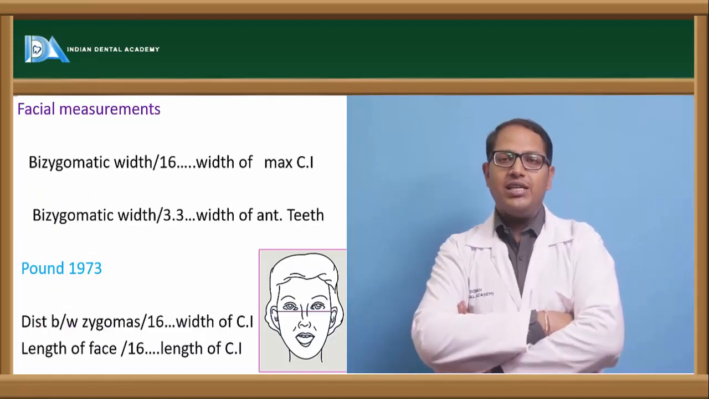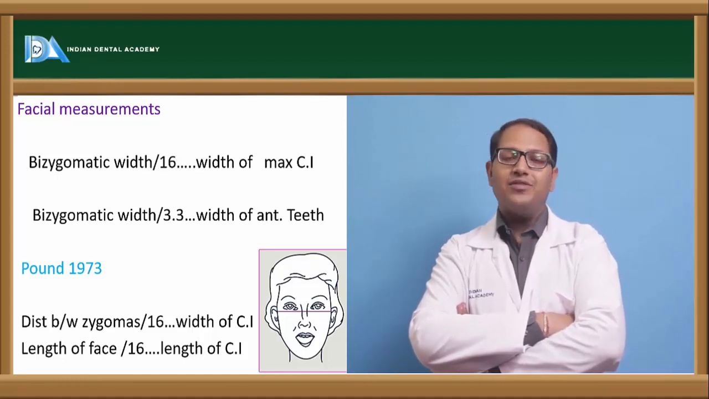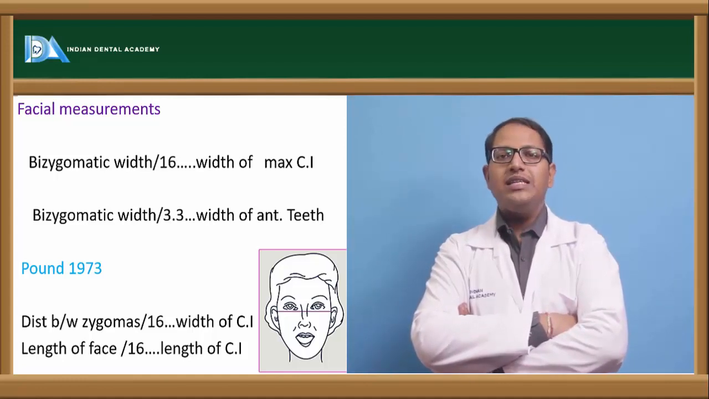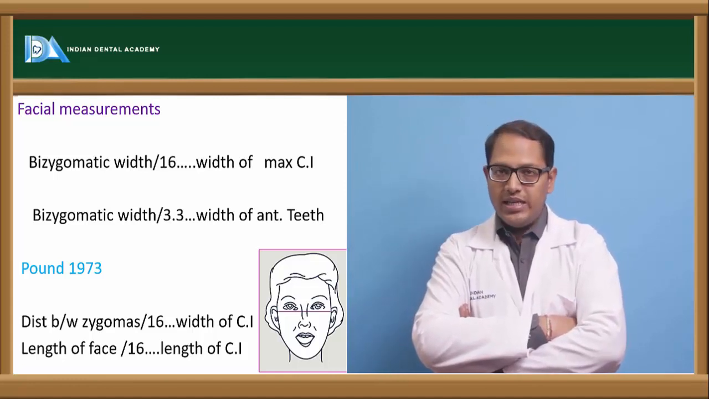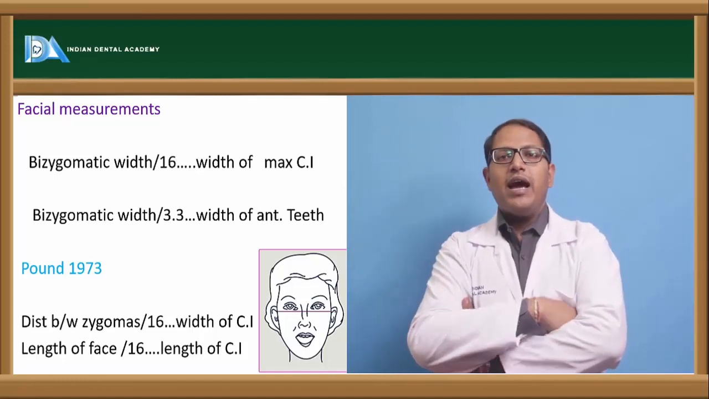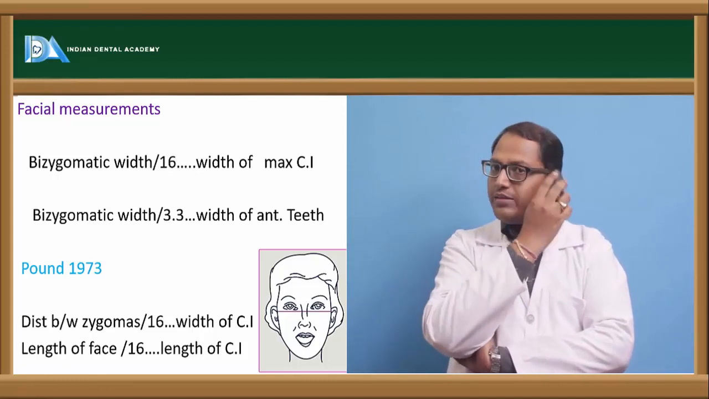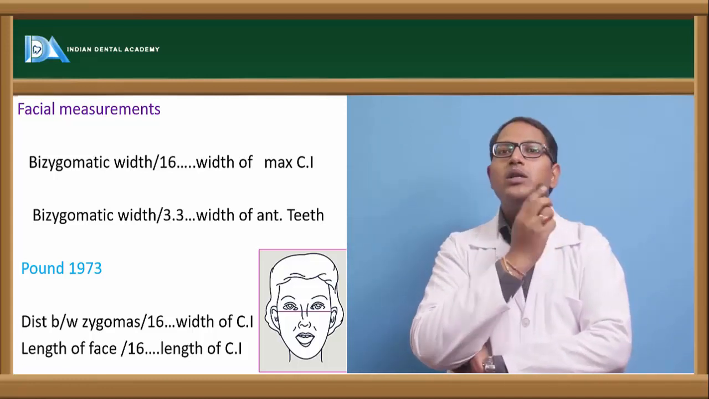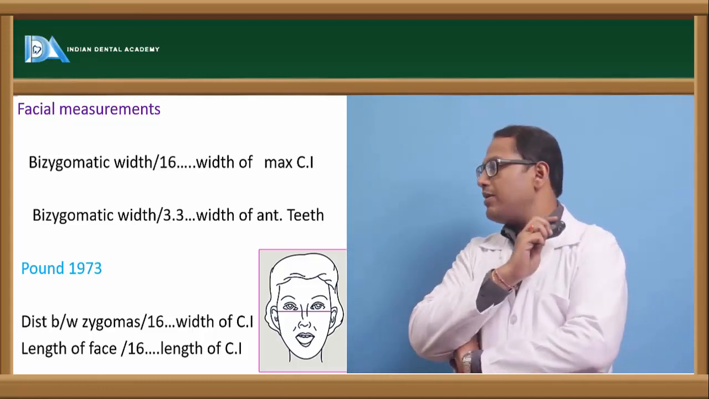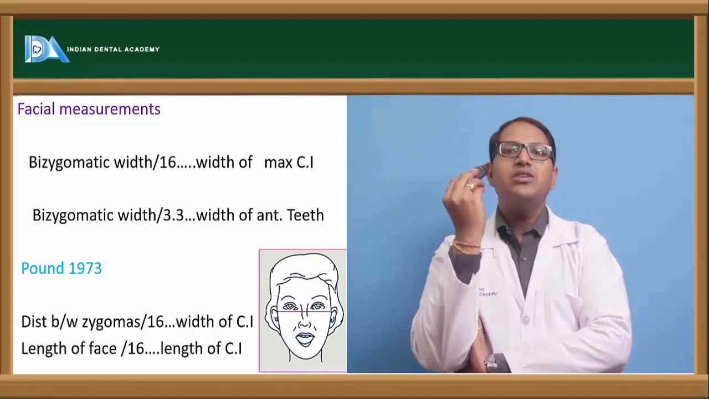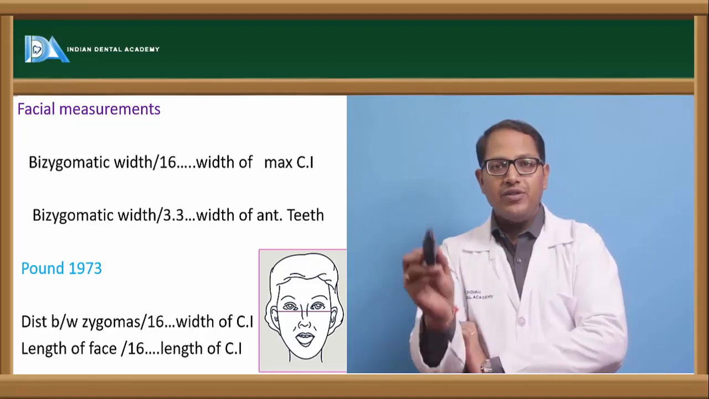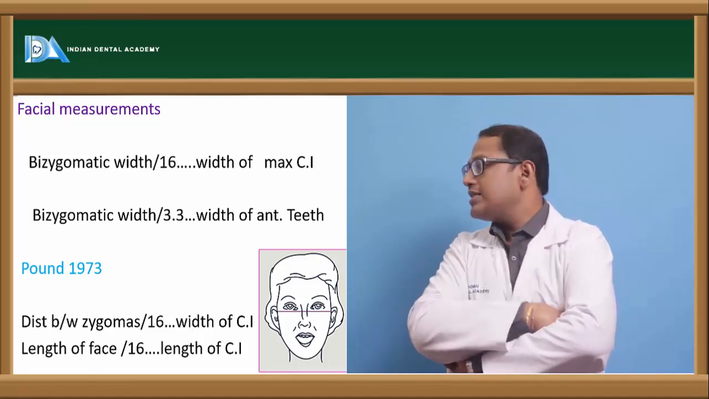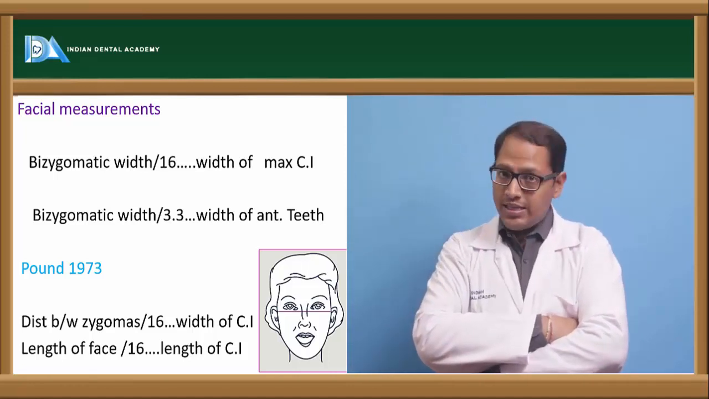Coming initially to the sizes of the teeth. As from history, measurements were taken. Measurements of what? We took the bizygomatic width, the bigonial width, and we also measured the central incisor width along with the bizygomatic width. That says that the bizygomatic width is equal to 16 times the width of the central incisor.